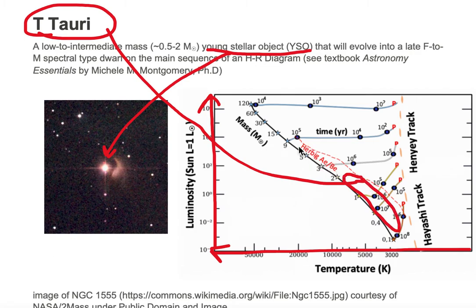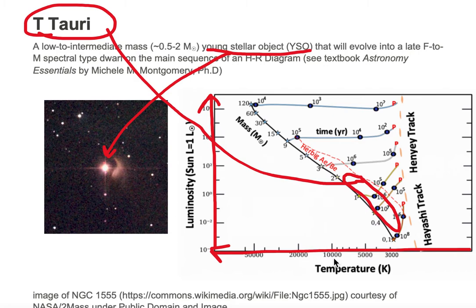They're like the Herbig Ae/Be objects, which are objects that have just emerged from their cocoons, but the T Tauris have lower mass. These objects are low to intermediate mass, whereas the Herbig Ae/Bes are intermediate to high mass young stellar objects. They've emerged from their cocoon. If they were in the cocoon, they would be to the right of this dashed line. But since they've emerged from their cocoon, they're between the main sequence line and the dashed line, just below the Herbig Ae/Bes, and they will eventually evolve to late F to M spectral types.